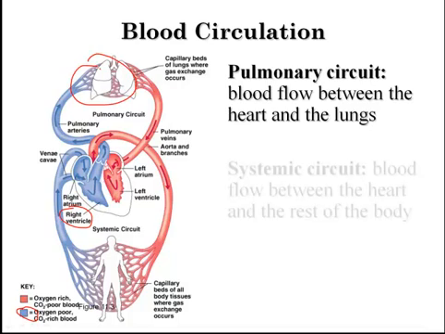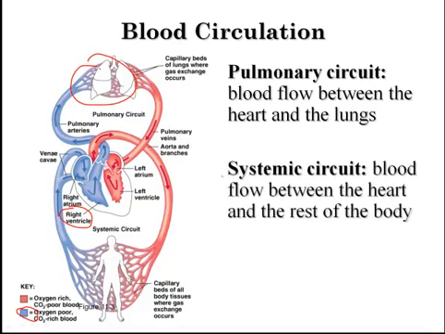into the left side. And then your systemic circulation is going out into your entire system, and that's going to go from your left side of your heart through the aorta and out to all the capillaries in your body everywhere. So remember, pulmonary means lung. So the pulmonary circuit is your lung circuit, and systemic means body, so your entire system. So the systemic circulation is going to bring the blood all throughout your entire body.